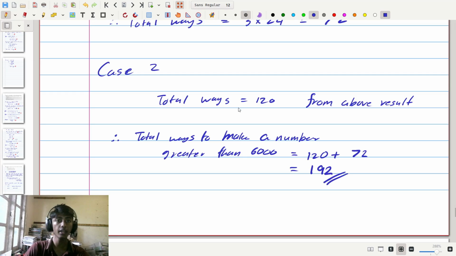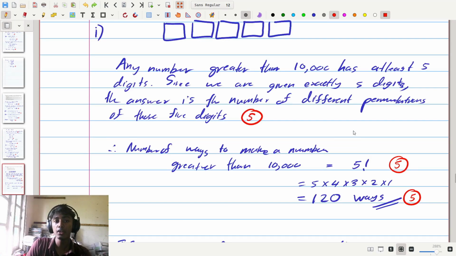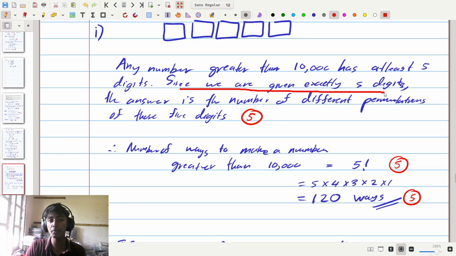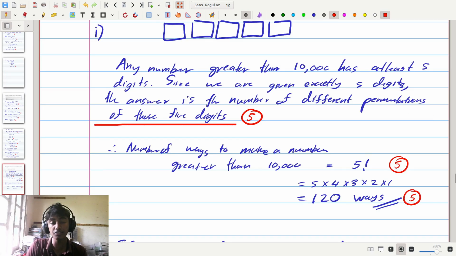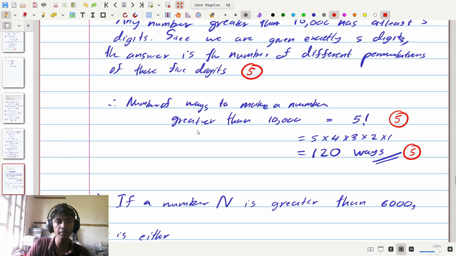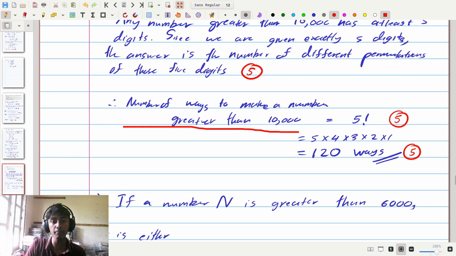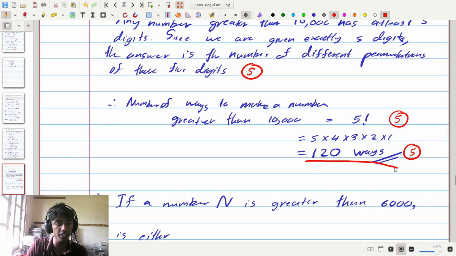Now finally, let's go up and discuss the marks awarded for this question. So at the start of the question, when you make the argument that any number greater than 10,000 has at least 5 digits, and since we are given exactly 5 digits to use without repetition, all of the numbers we create will be exactly 5 digits long. And from that, when you say the total number of numbers we can make is equal to the number of different permutations of those 5 digits, you get 5 marks. Now from that, when you say that the number of numbers we can make is equal to 5 factorial, you get 5 marks. And when you simplify that down and get the final answer of 120, you get another 5 marks.